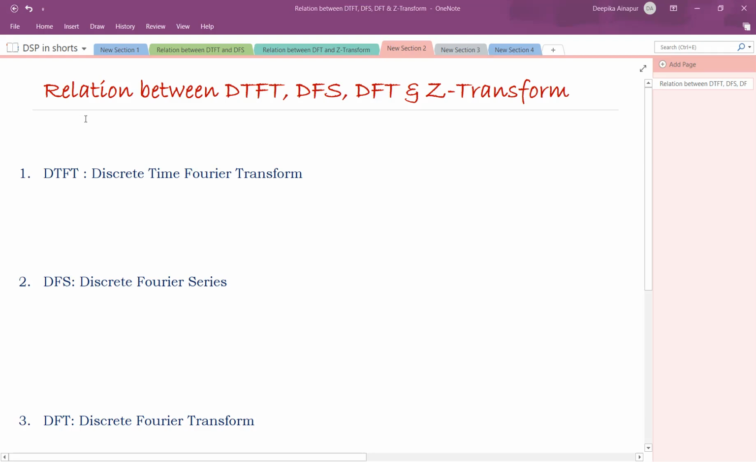So here we are going to learn about the relationship between DTFT, DFS, DFT, and Z transform. DTFT is nothing but the discrete time Fourier transform. The discrete time Fourier transform is used for infinite series to convert from the time domain into the frequency domain. When the series is infinite, we will be using this DTFT.